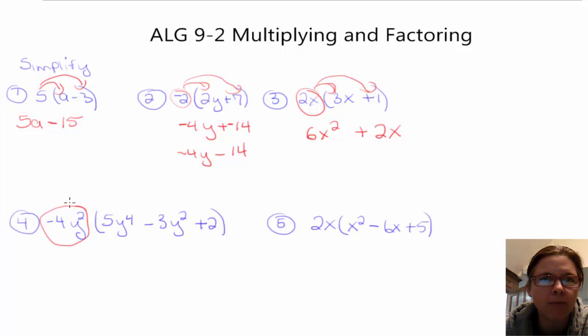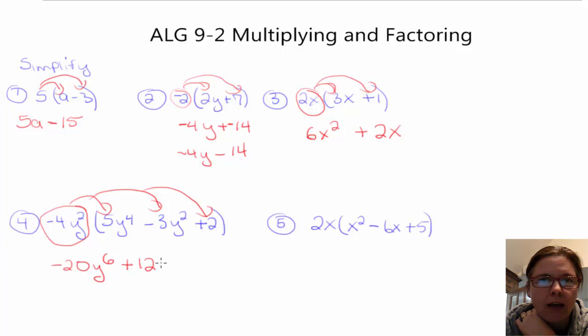We're just multiplying by more stuff. Okay, but don't worry. It's the same thing. So negative 4 times the 5 is going to give you negative 20. And then y squared times y to the 4th is y to the 6th. Remember, you add your exponents together. A negative 4 times a negative 3 is a positive 12. And then you'll get y to the 4th because you have 2 y's here and 2 y's here.